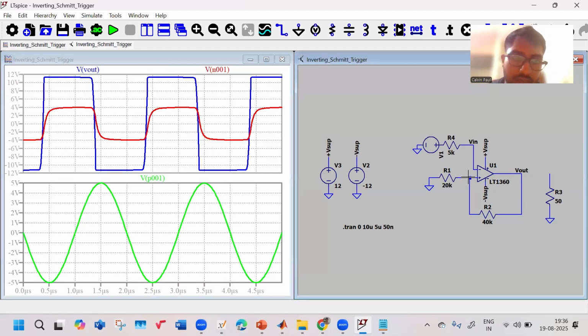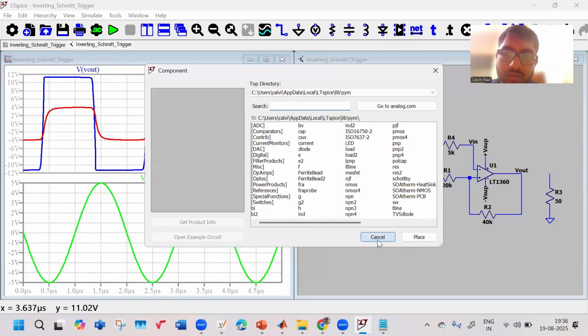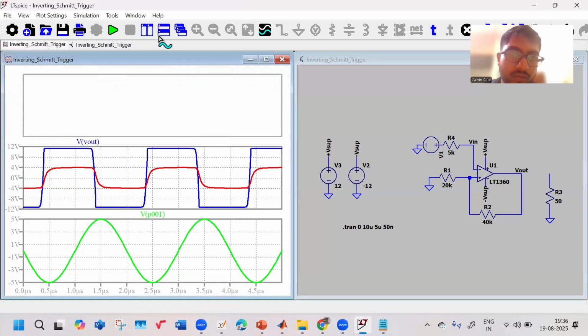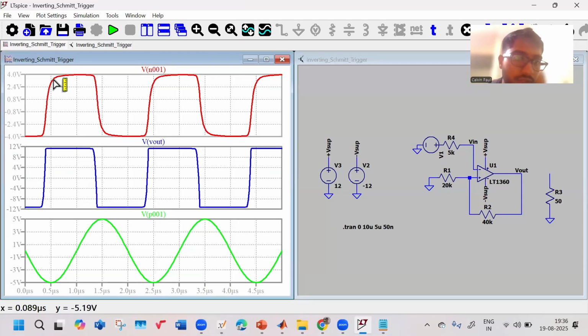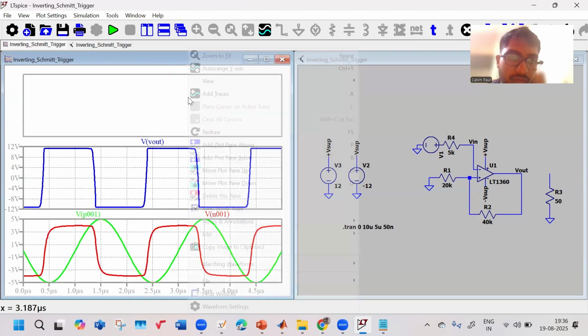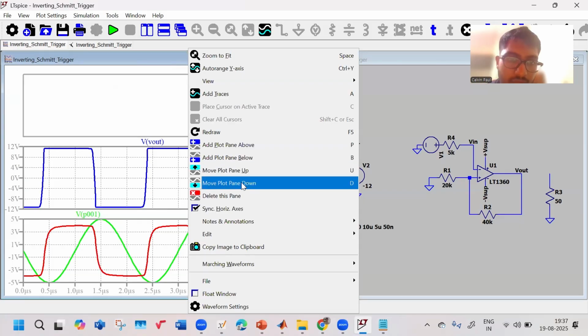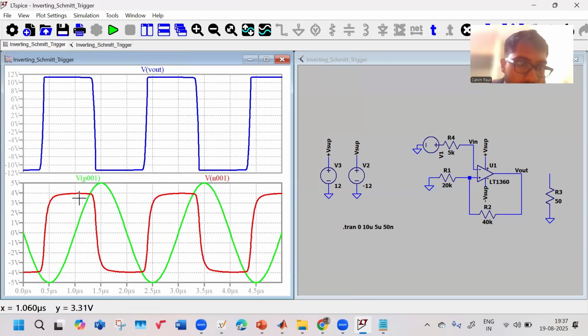So let me plot this signal. This VN001 is my V positive. Okay, this is my V positive. I think this will be better if this is over here. So this V positive is a scaled version of my V output. If my V output is 12, this is a scaled down version of that.